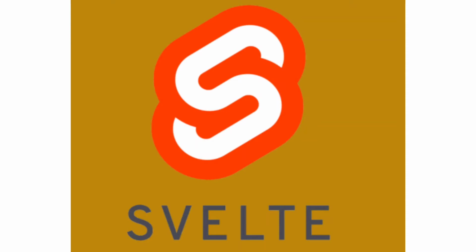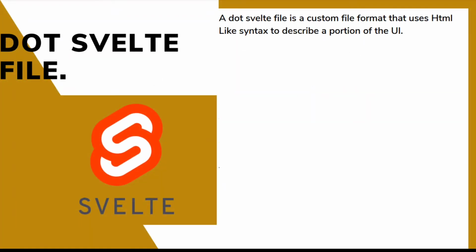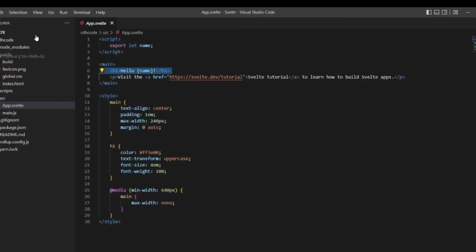In the previous video, I talked about the .svelte file in 1 or 2 sentences, I guess. In this video, let's understand a bit more about this file type. A .svelte file is a custom file format where we write our code using a superset of HTML to describe a portion of the UI. For example, in our project we have one .svelte file, namely app.svelte, which is responsible for the heading and the paragraph in the UI. So a .svelte file is responsible for a portion of the UI.